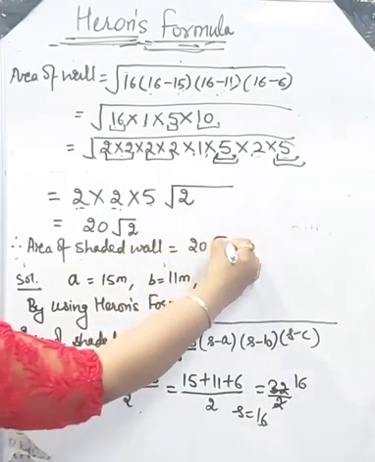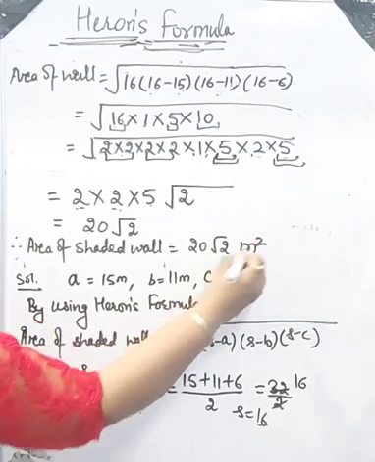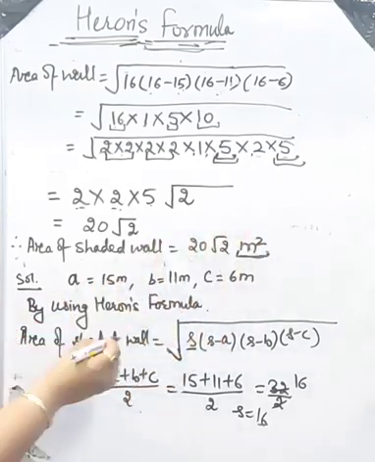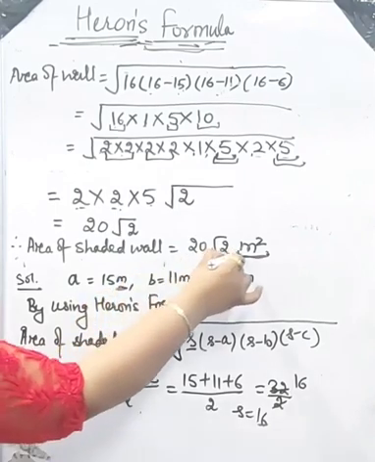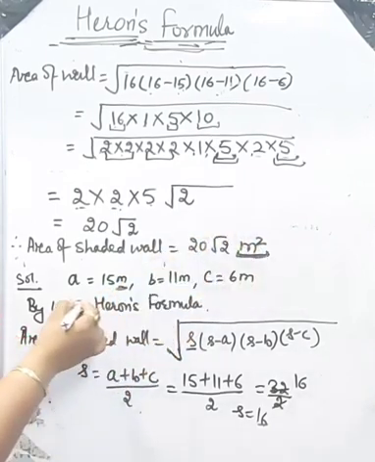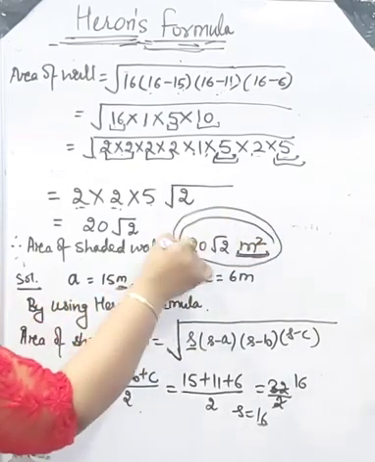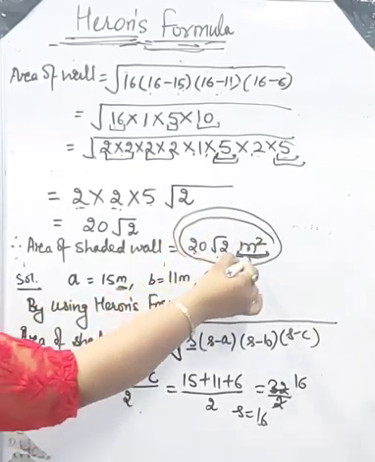20 square root 2 meters square. It is compulsory to write unit of area. If it is in meter, then write it meter square. Area of shaded wall is 20 square root 2 meters square.